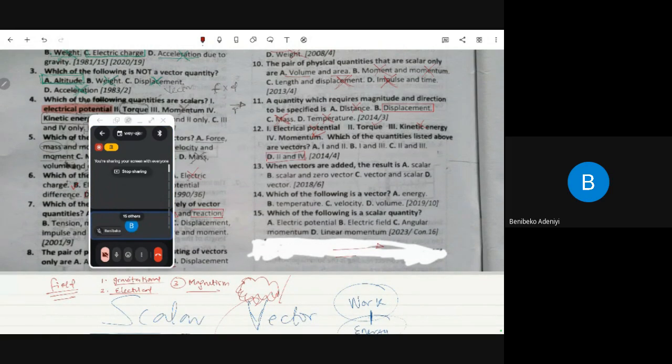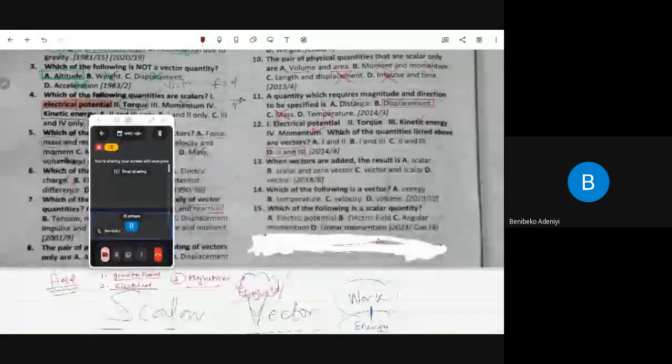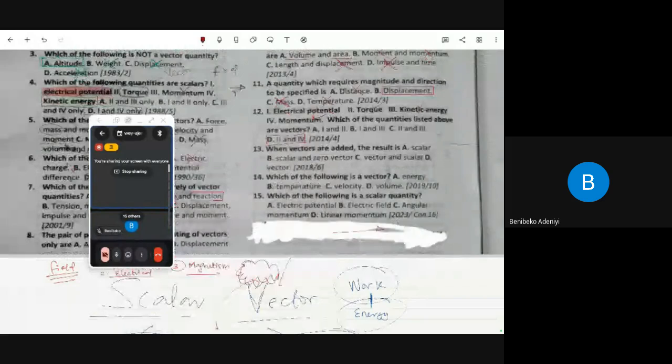Very welcome. When vectors are added, the result is... I love this question so much. I almost mentioned this while I was explaining, but I didn't later mention it. When vectors are added, the result is scalar? No. Scalar and zero vector? No. Vector and scalar? No. When you add vectors together, you get a vector. When you add scalars together, you get a scalar. Do you get it?